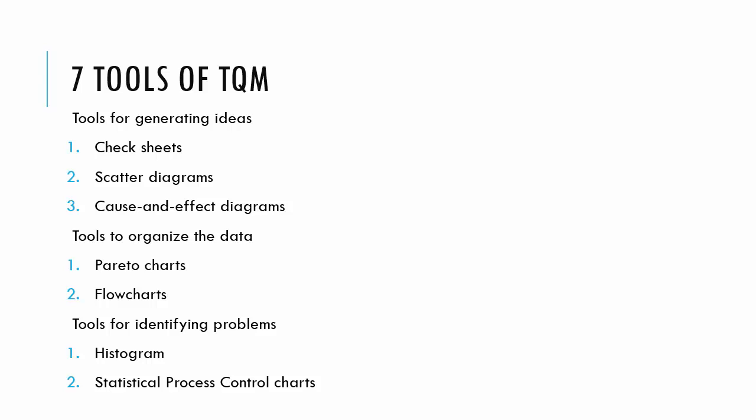The final major area of TQM that I want to talk about are the 7 tools of TQM. These can be broken down into 3 broad categories. First, we have tools for generating ideas, then we have tools for organizing the data, and then we also have some tools for identifying problems. In the first category, we have things like check sheets, scatter diagrams, and cause and effect diagrams. The second category contains Pareto charts and flowcharts. And the final category includes histograms and statistical process control charts. So let's talk about each.